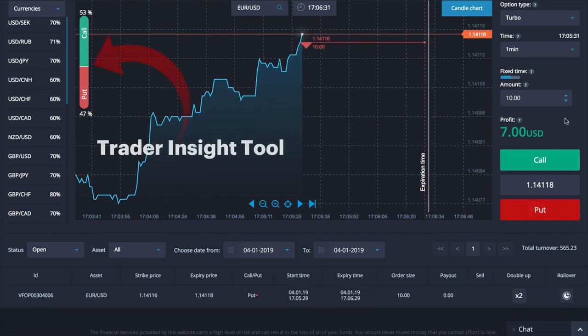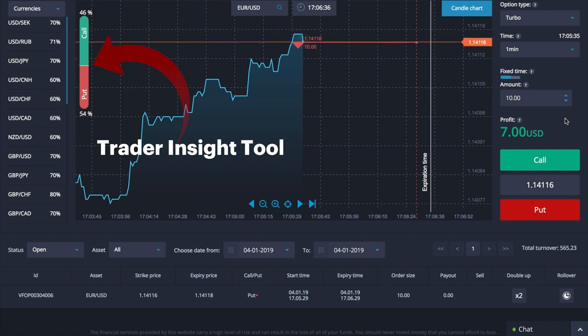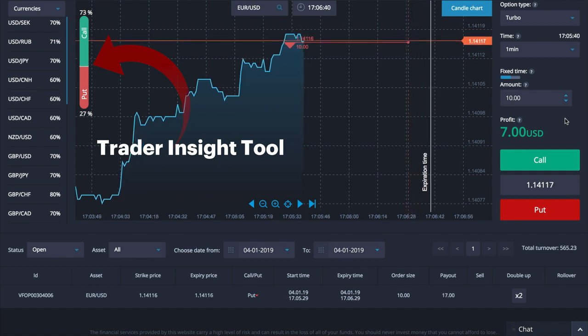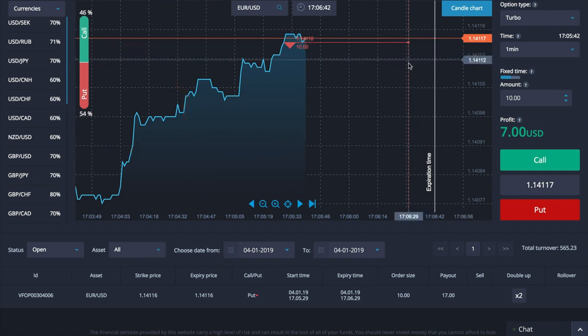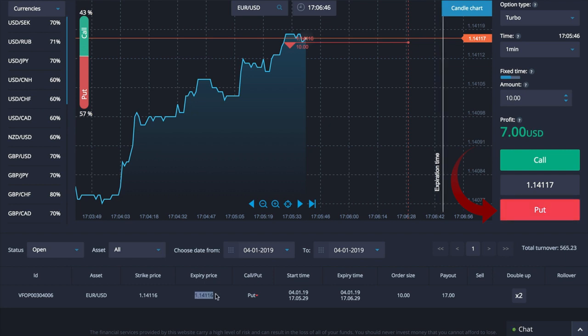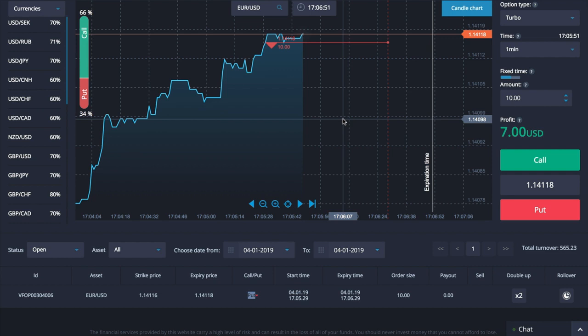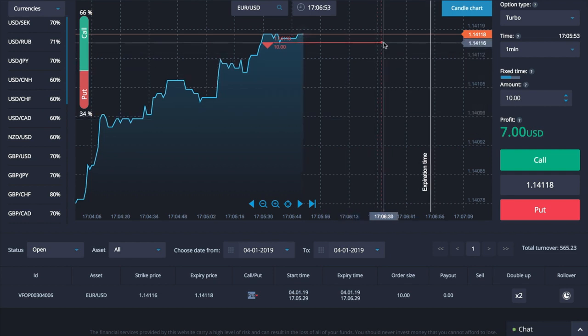As you can see here, for a $10 trade, I will make $7 of profit for every correct trade. And over here on the left is a tool that allows you to know whether or not a currency will go up or down in the next 60 seconds. And it's called the Trader Insight tool. As you can see, I just placed a put trade because the Trader Insight tool had been about 70-80% on put, indicating that it's likely going to go down in the next 60 seconds.